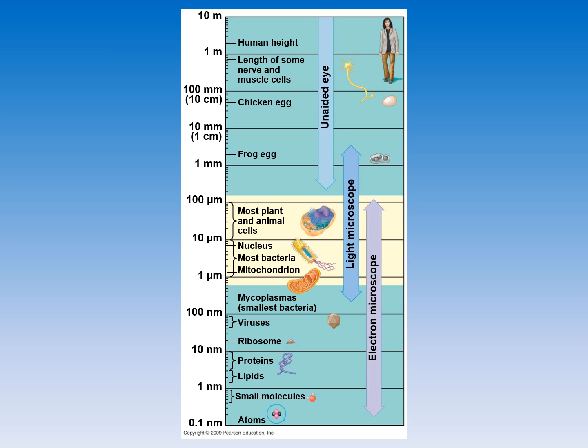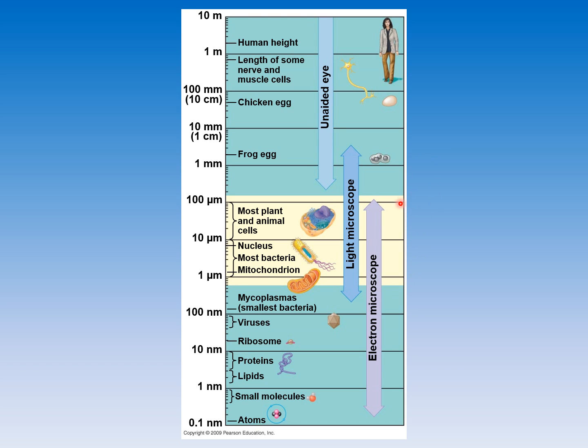You do have things such as, on the scale here, some cells that you can see with the unaided eye. The chicken egg is considered a cell. Frog eggs, you can often see those with the unaided eye.